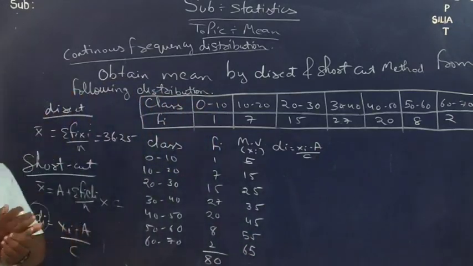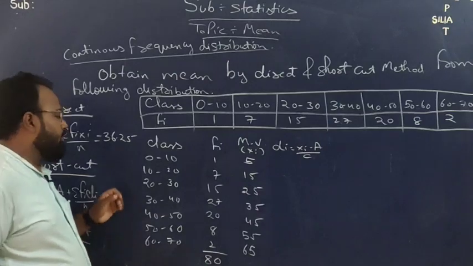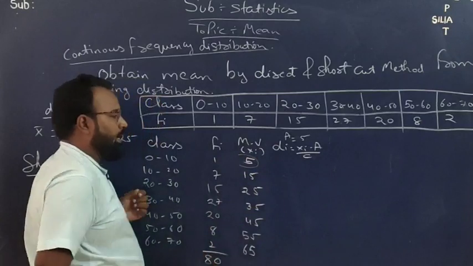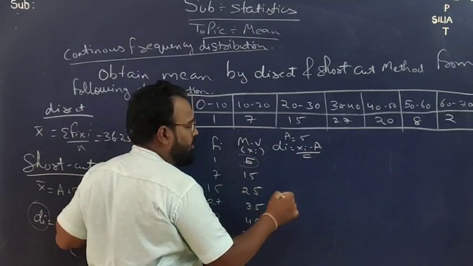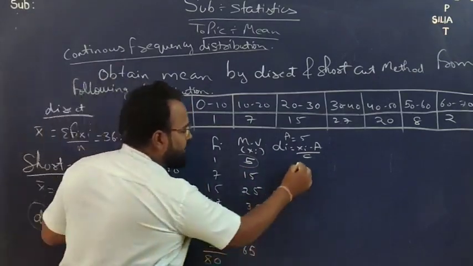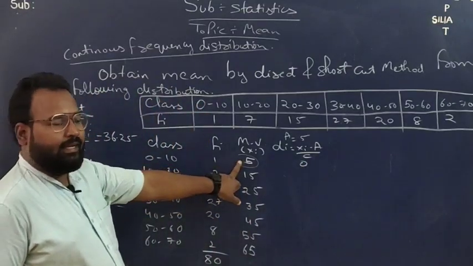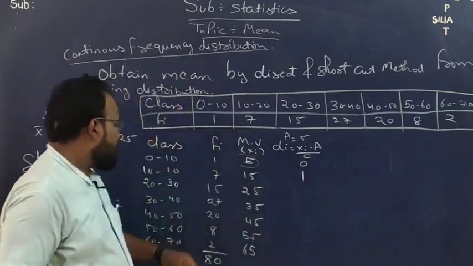Students, as I have already told you, you have to take the smallest value as the assumed mean, that is a, so you will never get a negative answer. So let us assume a equals 5. Here the smallest value is a. So now 5 minus 5, that is 0, 0 divided by c. c is the class length, that is 10. So we will get the answer 0 only. Now 15 minus 5, that is 10. 10 divided by class length 10 equals 1.